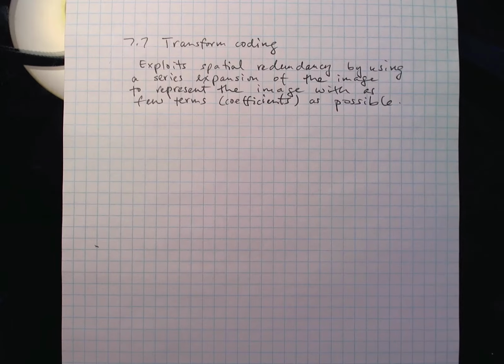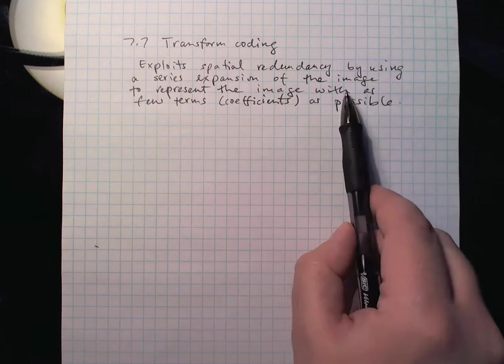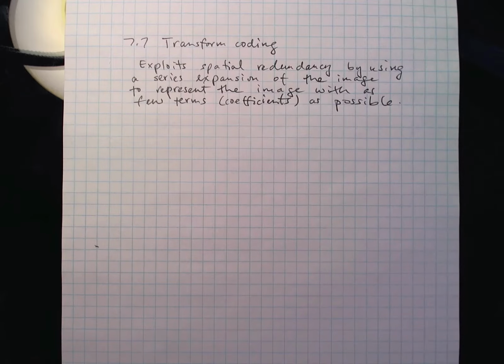Next we're going to talk about another trick that exploits spatial redundancy in an image. This is section 7.7, transform coding. What transform coding does is it exploits spatial redundancy by using a series expansion of the image. So that'd be like, imagine a Fourier series. We're going to look at other specific series, but you can use that to imagine the idea.